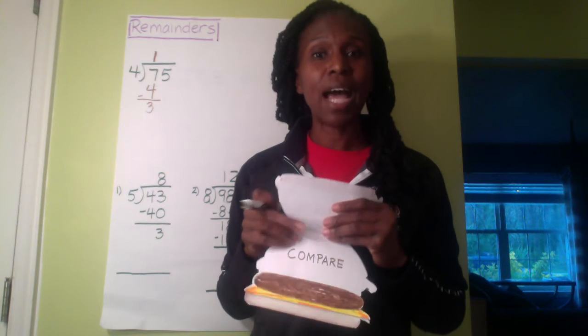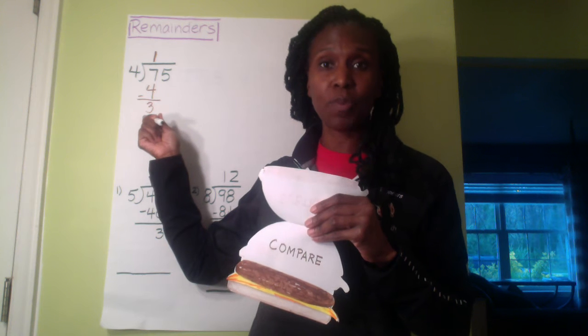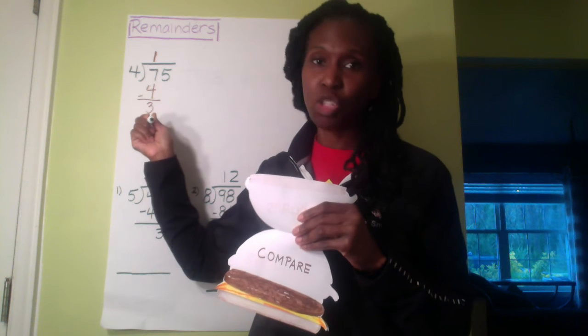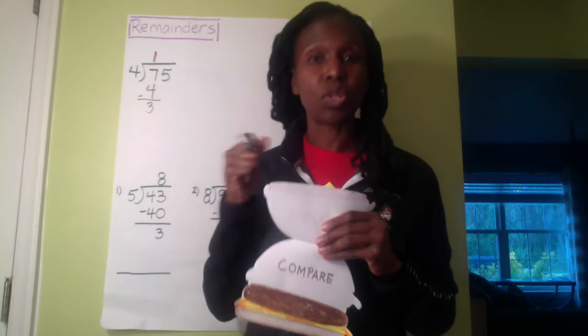After I subtract, I compare. Again, I'm comparing the difference. That's what we call the answer when you subtract. I'm comparing the difference with my divisor. My difference has to be smaller. As long as it's smaller, I'm good. And 3 is less than 4, so we chose the right number.